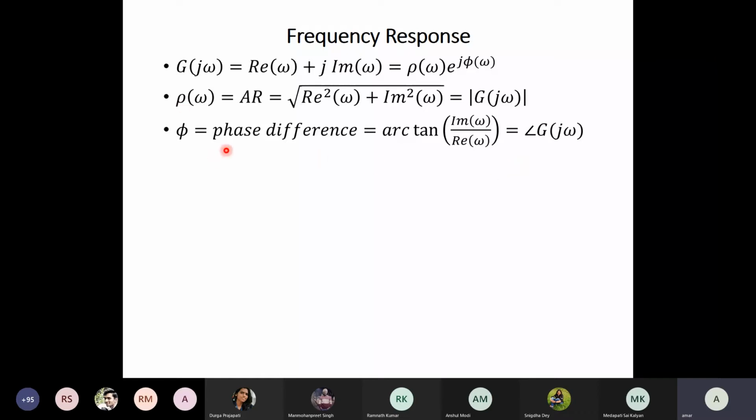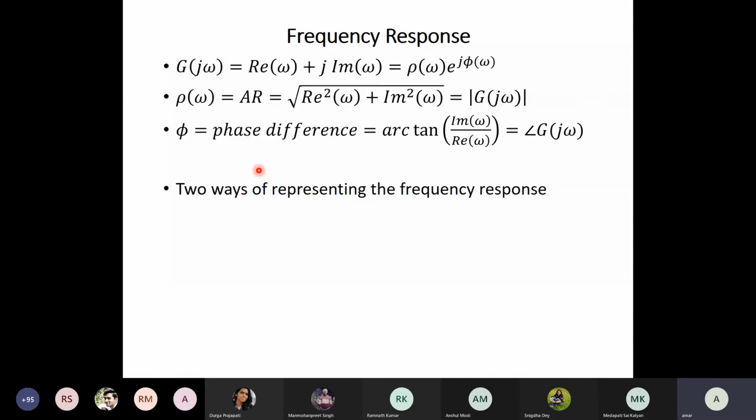So the amplitude ratio is nothing but the modulus of that complex number G(j omega), and phi is the phase difference, which is the arctan of the imaginary part of omega divided by the real part of omega, which is nothing but the angle of G(j omega). So this way we can calculate the amplitude ratio and the phase difference.